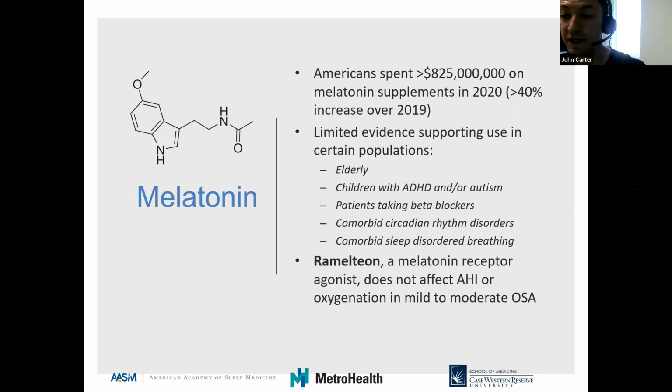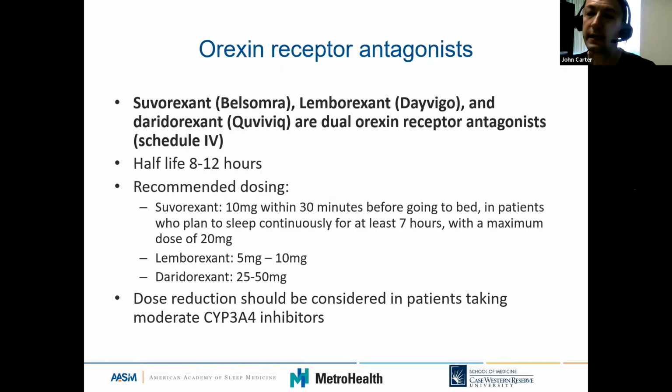There is a recommendation supporting the usage of Ramelteon, which is a melatonin receptor agonist, in chronic insomnia. And again, Ramelteon does not adversely impact the AHI or the oxygen indices in mild to moderate apnea. There are newer medications with novel mechanisms of action. These are the orexin receptor antagonists. Just about all of these are dual orexin receptor antagonists with varying degrees of affinity for orexin 1 and 2.